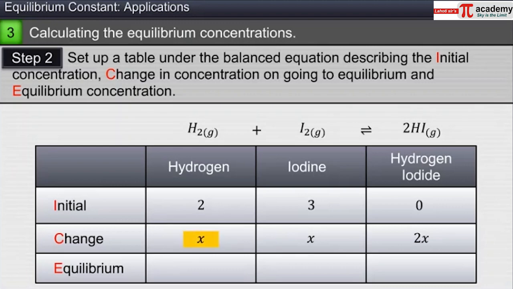Let x moles of hydrogen and x moles of iodine combine to give 2x moles of hydrogen iodide as shown in the balanced equation. At equilibrium, the concentrations of hydrogen, iodine and hydrogen iodide will be 2 minus x, 3 minus x and 2x respectively.